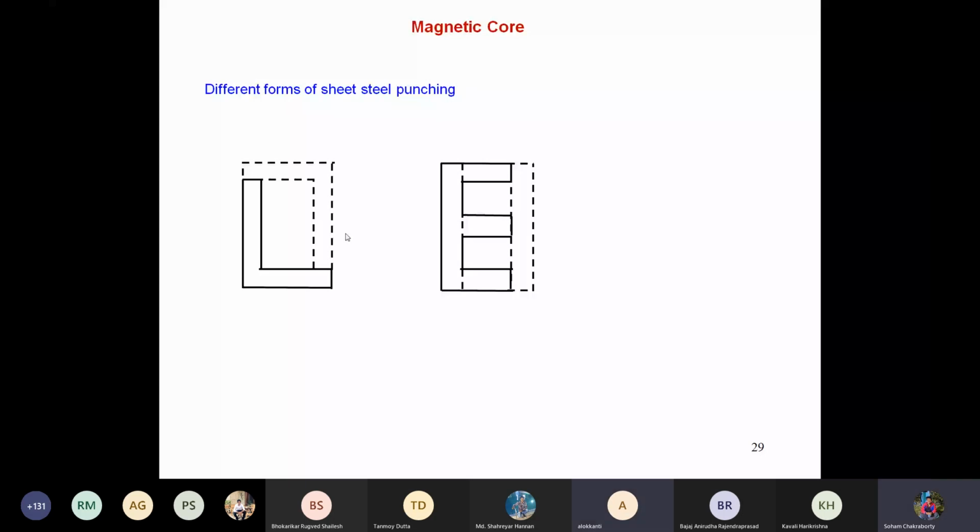Maybe there are some slots. In one there is a hole, and in the other the hole goes in. Those holes are all there. I have not shown any holes here because ultimately they have to be kept together.